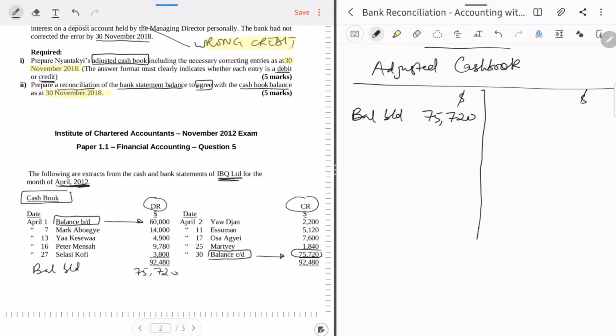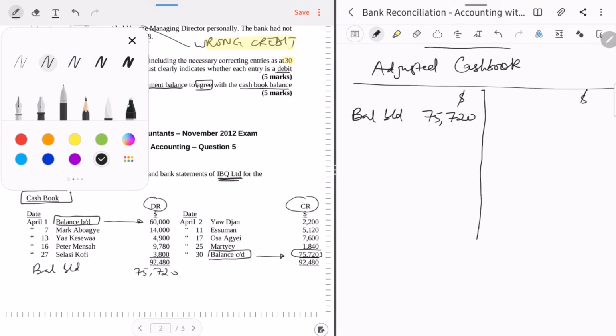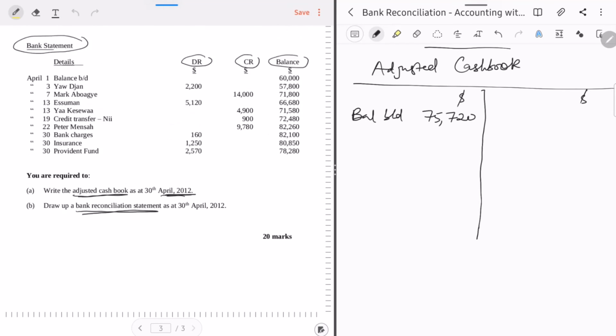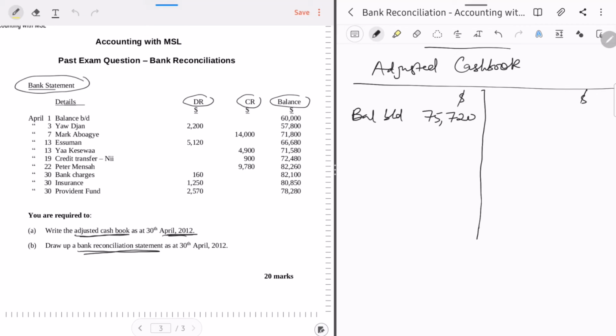On the 2nd of April, we have a transaction with Yao Jan, credit of 2,200 here. I need to go to the bank statement and see if it's been debited here. So let's come to the bank statement. And as I expect, on the debit side, there's 2,200. So there's nothing wrong with that transaction. We let it go. We don't do anything to it.